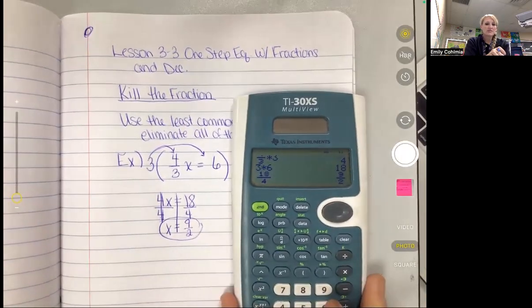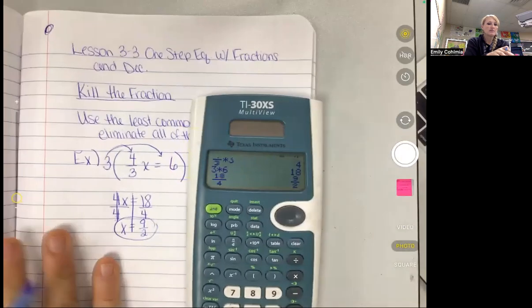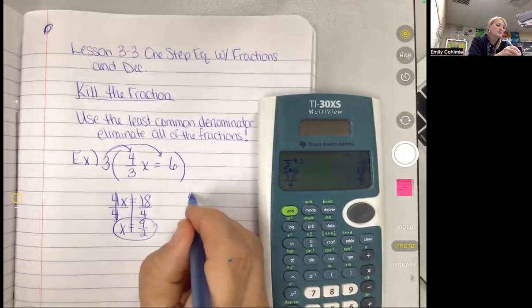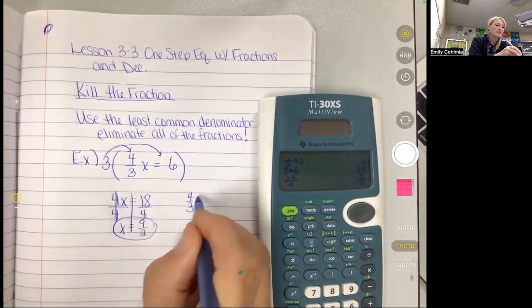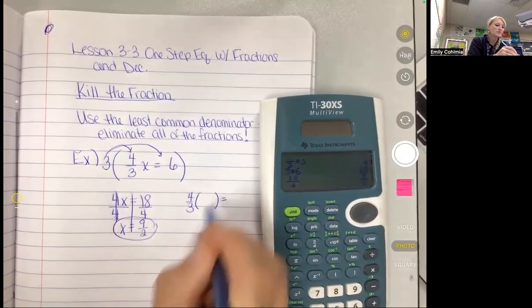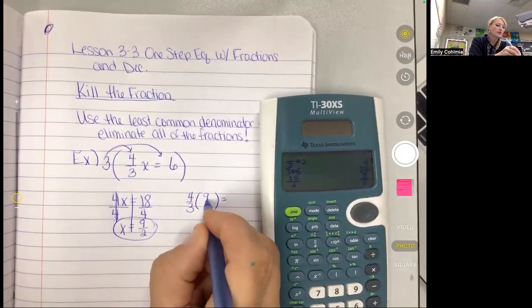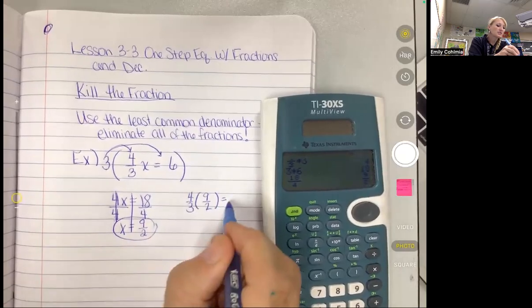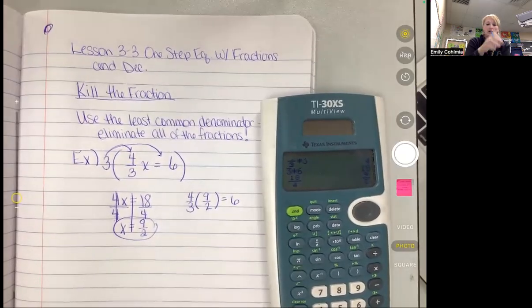Now we can check these, of course, our insurance policies. We can check them and make sure that they're correct. So I'm going to go back up to my original problem. So my 4/3 times x, I'm going to take out the x, replace with parentheses. I'm going to put my 9/2, which was the answer, in parentheses. This should equal 6 if my answer is correct.